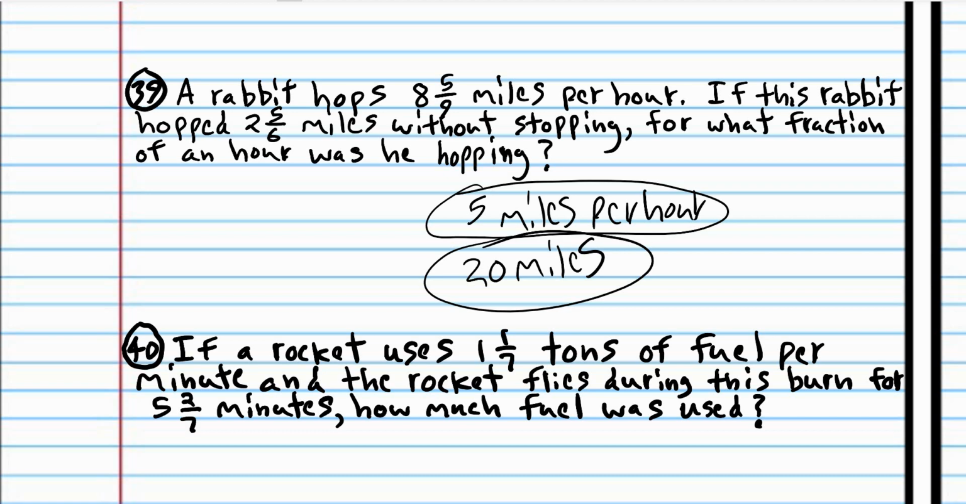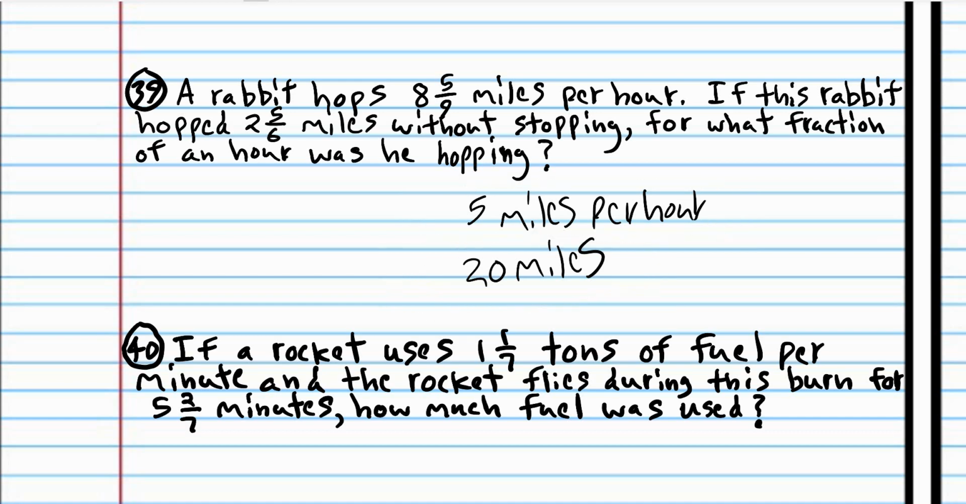A rabbit hops 5 miles per hour. 5 miles in 1 hour. If the rabbit hops 20 miles, for how many hours was the rabbit hopping? All right. So again, the rabbit hops 5 miles in 1 hour. If he went 20 miles, how many hours was he hopping?